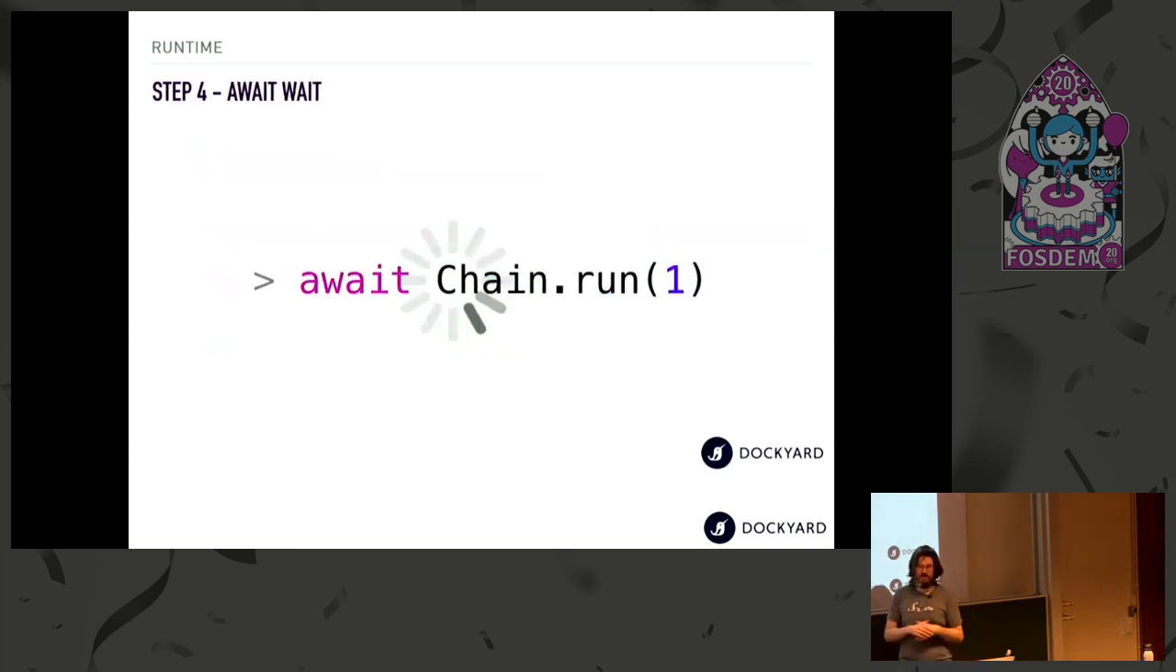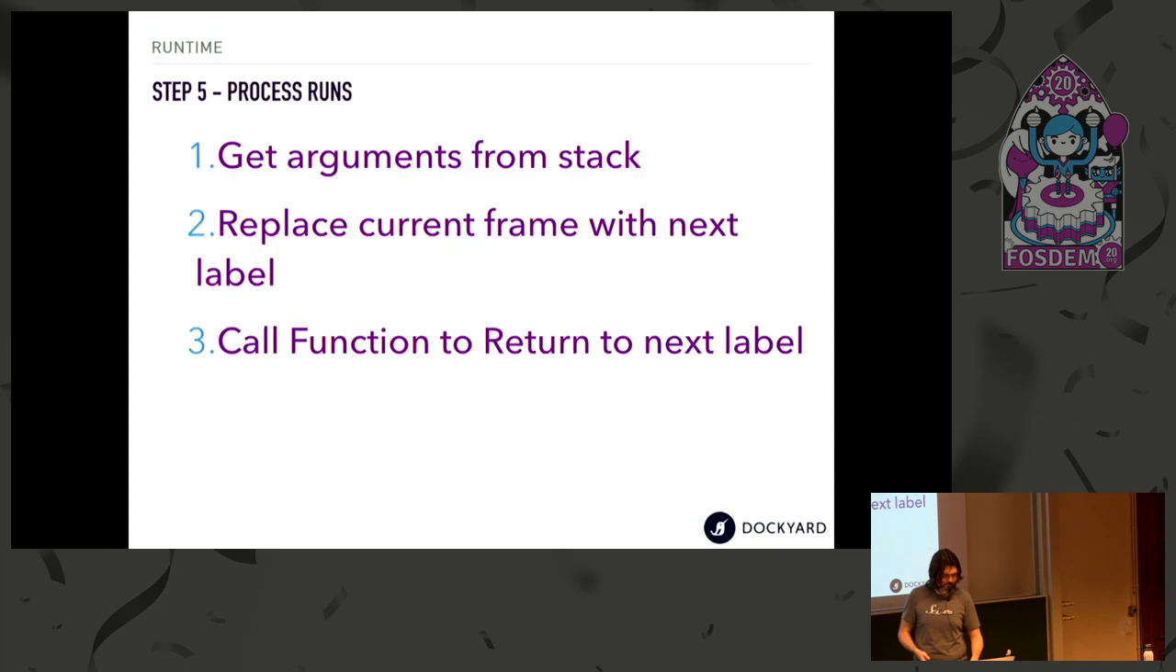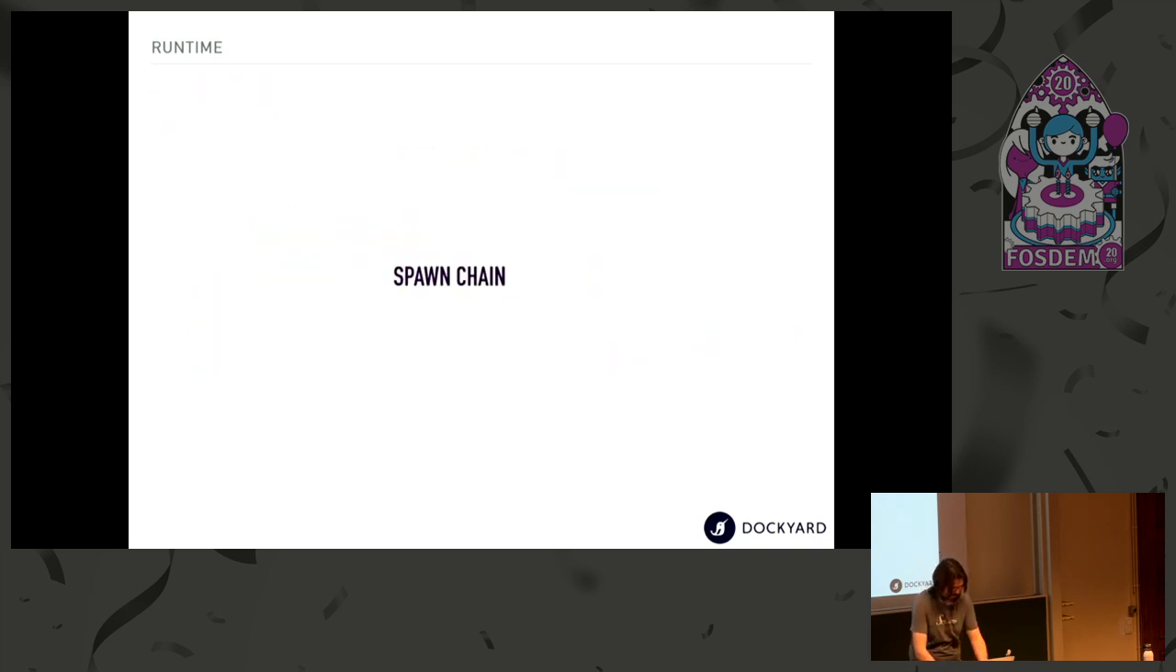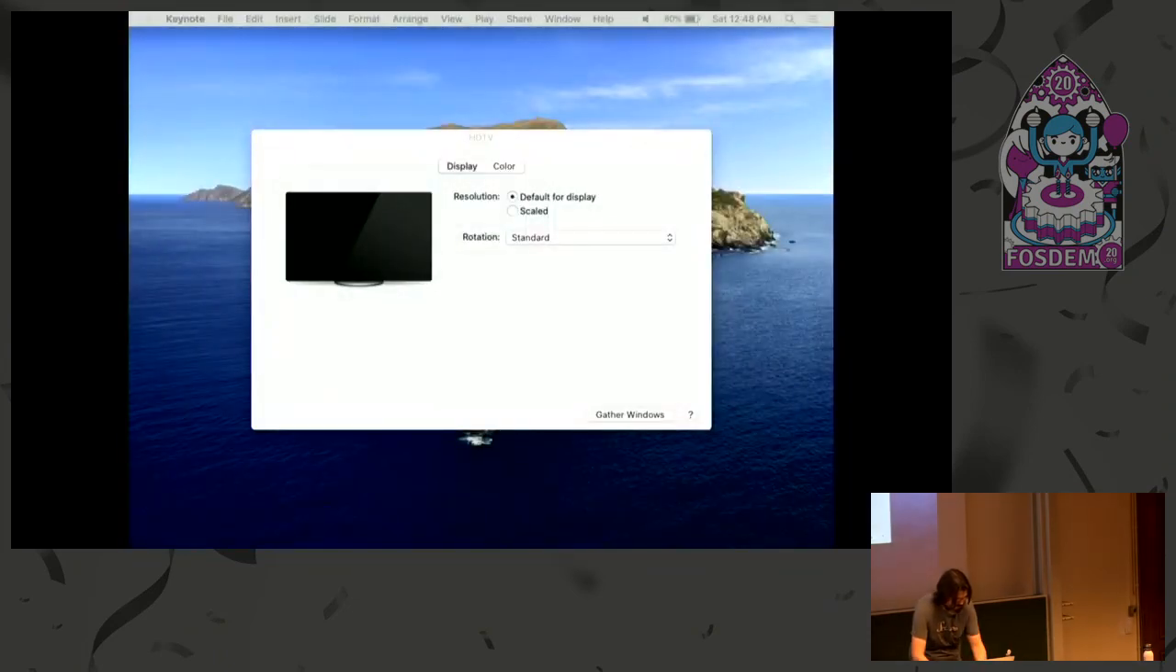Or abnormal exit, I should say. Normal exit's fine. Back in JavaScript, chain run one returns but a promise, so the await curve just waits. In any given frame of the compiled code, we're going to get the arguments from the stack, replace the current frame and pointer and next label and do that. I've got 2 minutes, so we're going to jump straight to the demo.